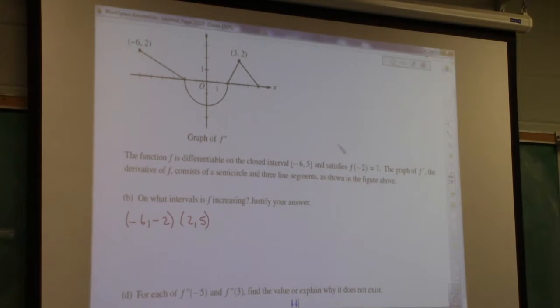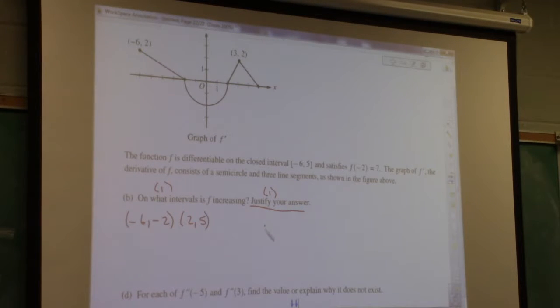Now, the justifying your answer. If this is the free response question, this is going to be 1 point. This is our other point. So what are we going to write here? How are we going to justify this answer? What are we going to say? And you don't have to write a paragraph. You just got to let that reader know you know what's going on. How do we know that that's increasing on that interval? Because the graph of f prime is above the x-axis.